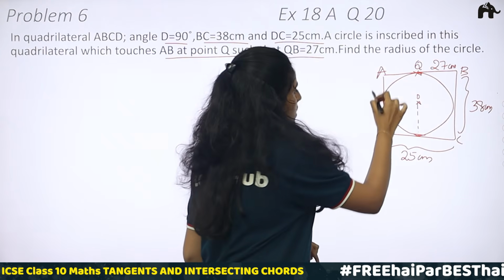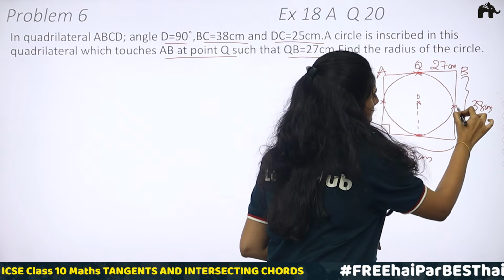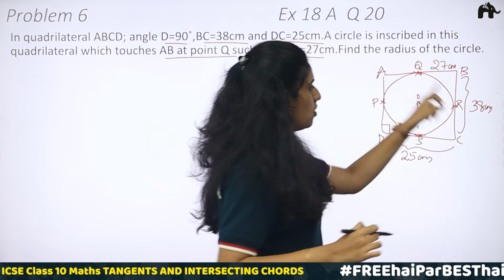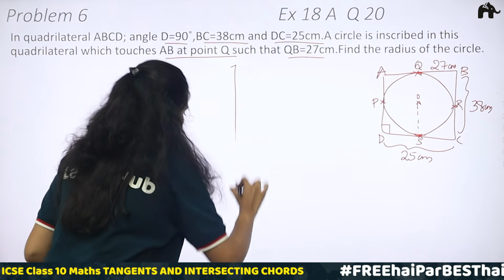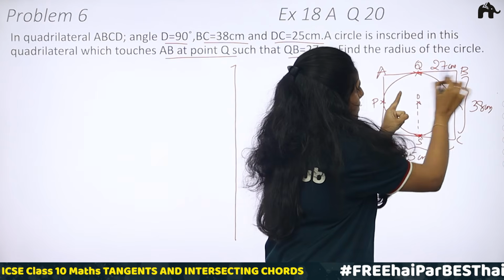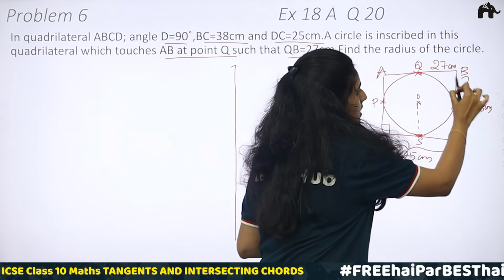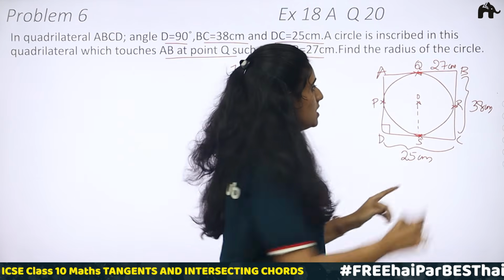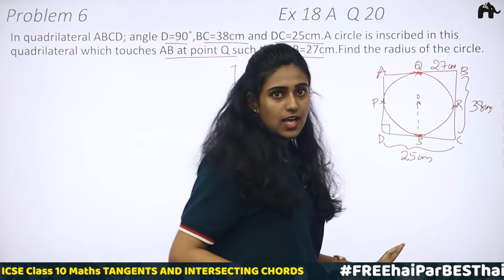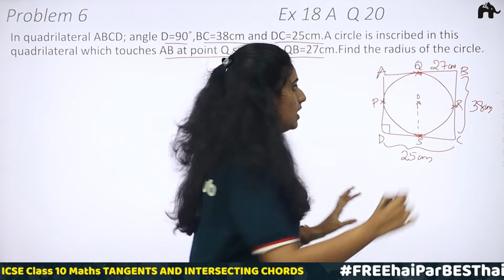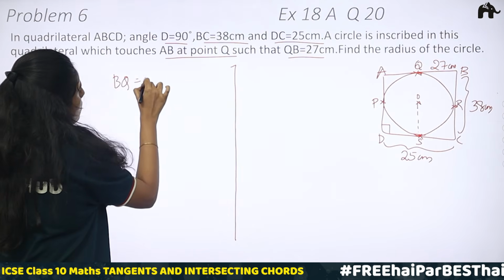Okay. Now let us take points. Here we have point P. This is Q. This is R. And this is S. These are the points where the circle touches the sides of quadrilateral ABCD. Now, here QB is given, that is 27 centimeters. Then what is the measure of BR? Is there any relation? From this exterior point B, BQ is a tangent and BR is also a tangent to the circle from the same exterior point. Therefore, the lengths of the tangents should be equal. We will have BQ is equal to BR.